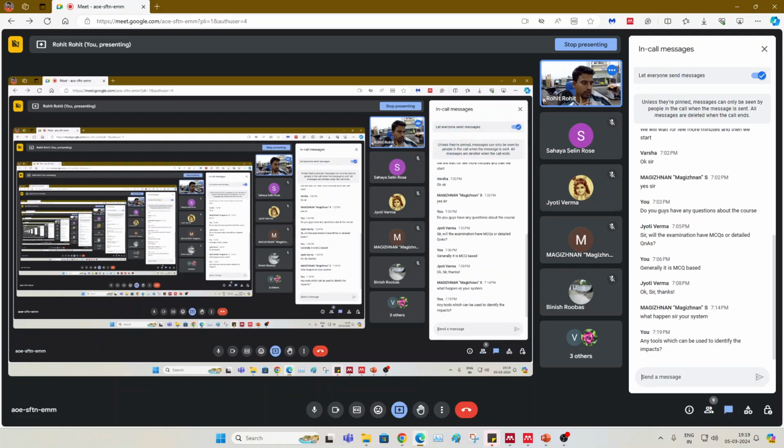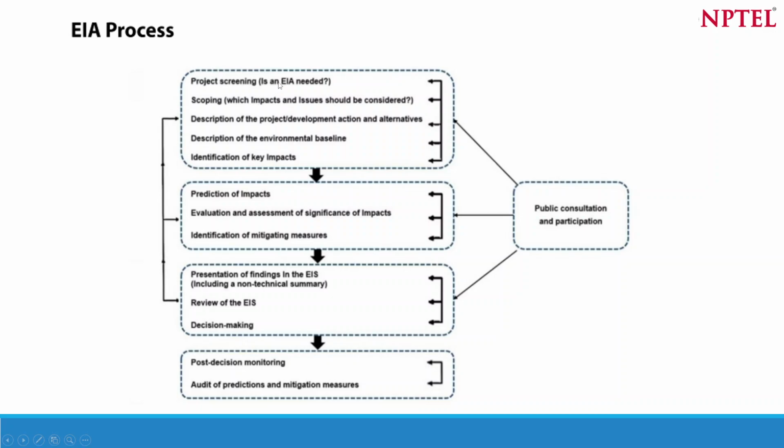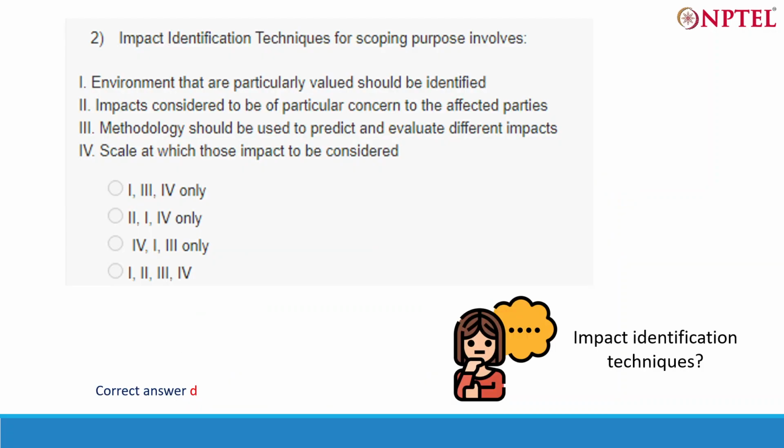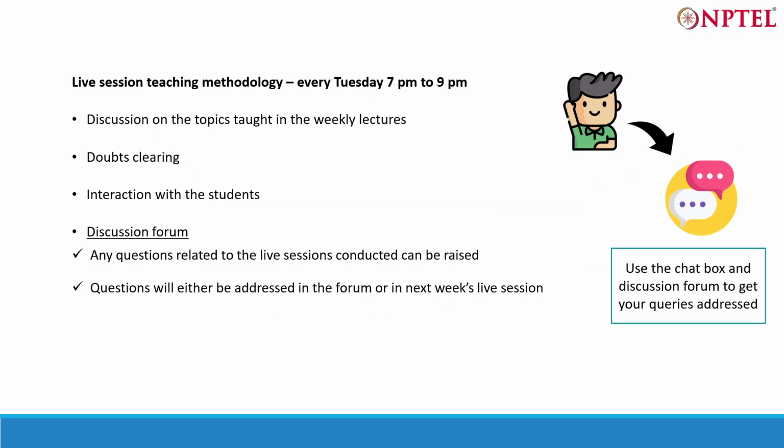Okay, no problem. Let us delve into this. This is the full process: project screening, scoping, description, identification. I think in the last 4 or 5 weeks we have gone much into how the EIA process is conducted, how scoping is done, how screening is done. Most of you know by now that screening decides which projects require EIA, and scoping decides what impacts are considerable to be calculated. So before that, let's move into question one.